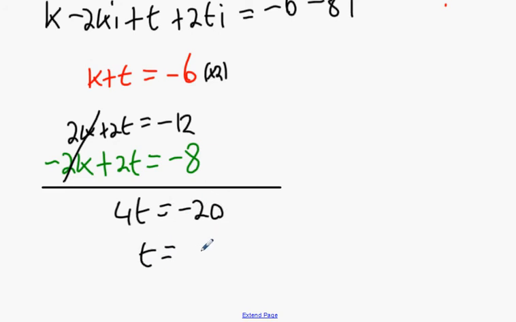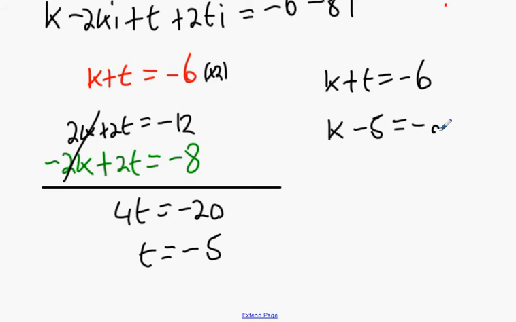T equals minus 5. Now, once again, not on full marks yet. I haven't made a mistake though. Sub it in. So k plus t equals minus 6, and t is minus 5. I replace t with minus 5 and bring it over. K equals minus 6 plus 5, and k equals minus 1. So t is minus 5, k equals minus 1. How many people would have got that one last night?